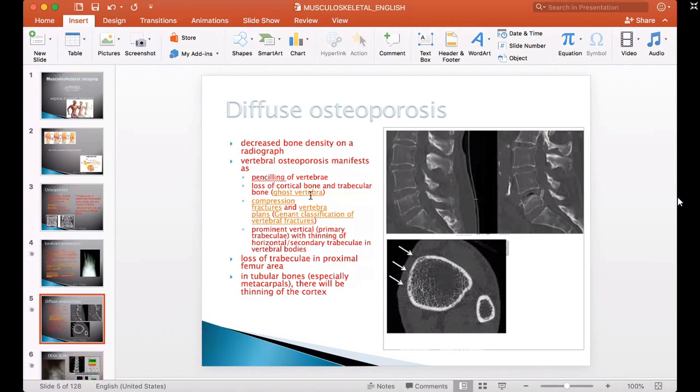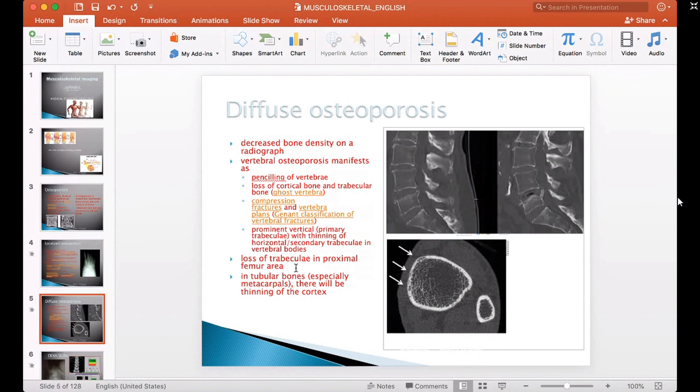vertebra. Sometimes it happens that we have compression fractures of the vertebra, and there is a general classification of the vertebral bodies according to the degree and the type of the deformity of the vertebra. It could be biconcave or convex, so three main types of deformity in this general classification. You can take a look on the internet about it, and it's very nicely presented.